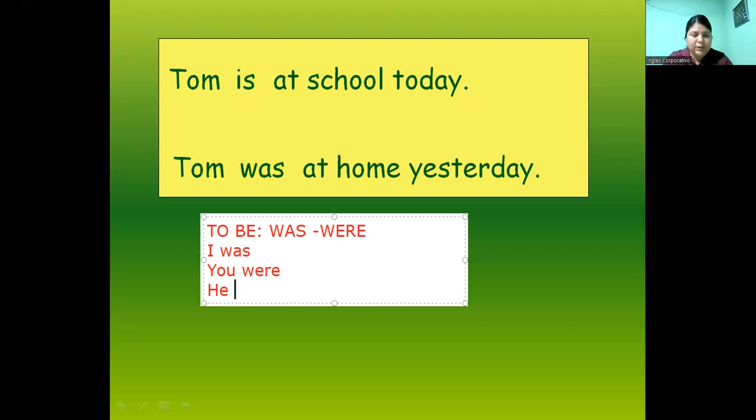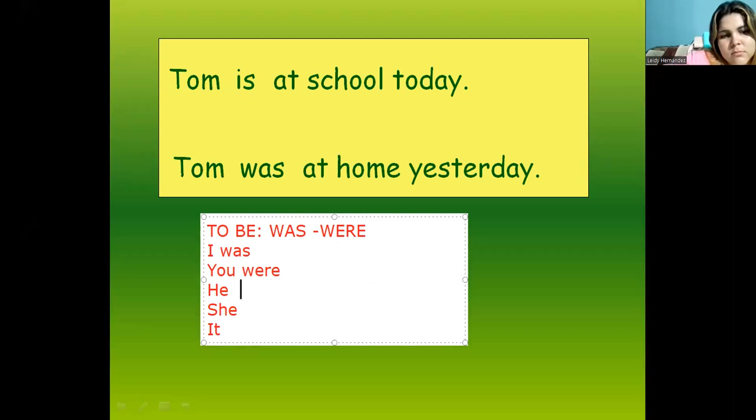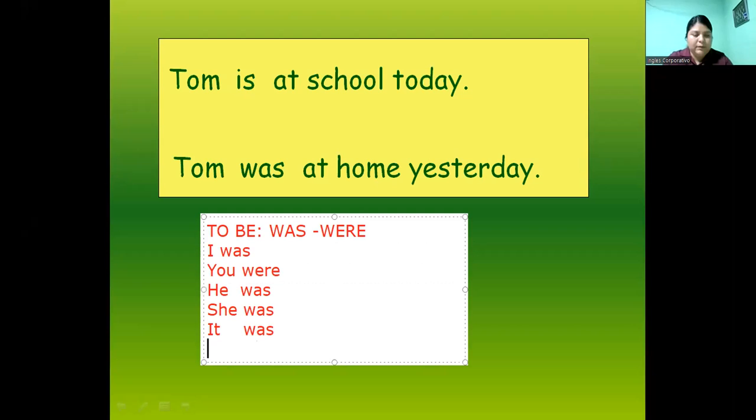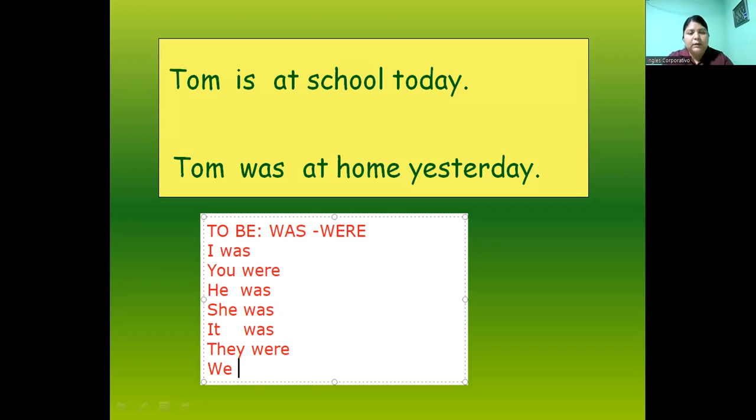How about he, she, and it? Was. Was, right? And how about they? Were. We were, right? So this is a structure that you're going to follow for the affirmative sentences. This is the structure that we have in this case.